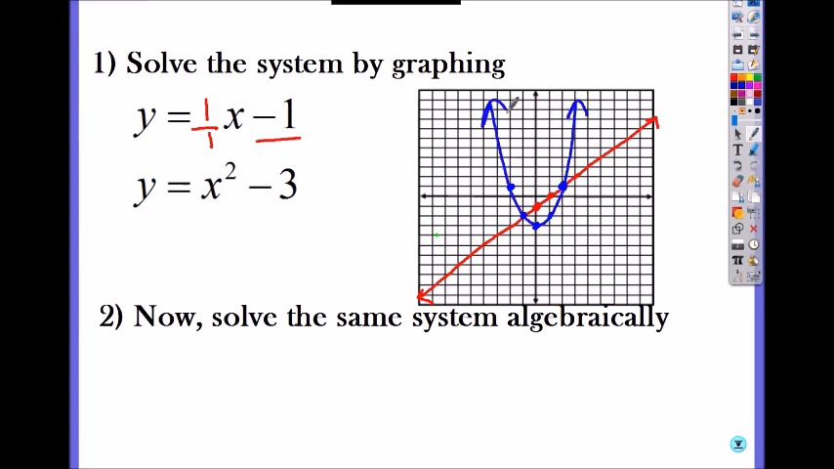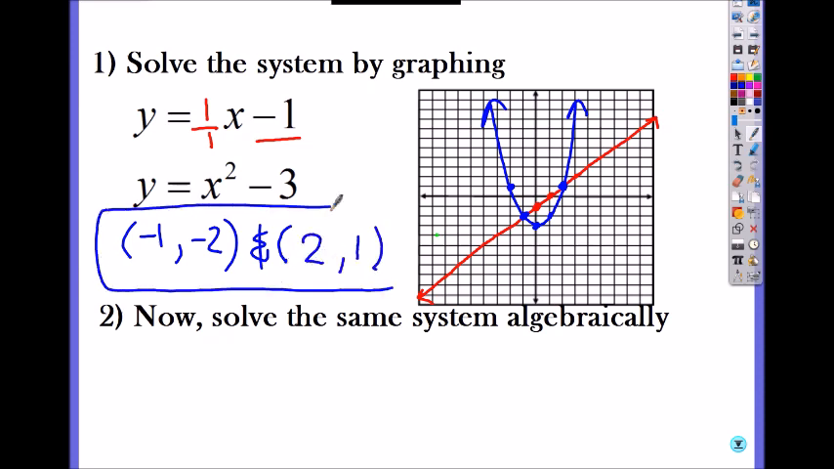So where do they intersect? At this point and at that point. So we get our solution as, you have to write it in ordered pair form, right? -1, comma, -2, and +2, comma, 1 is your solution. That's how you solve it graphically.